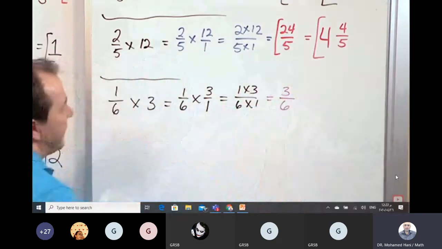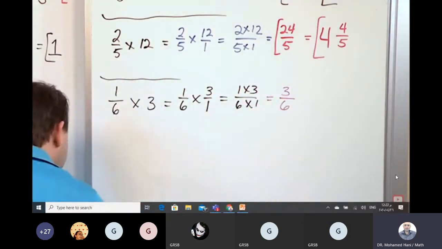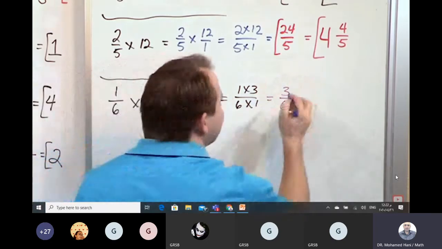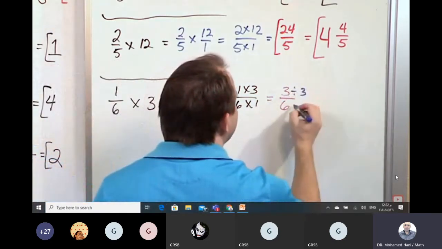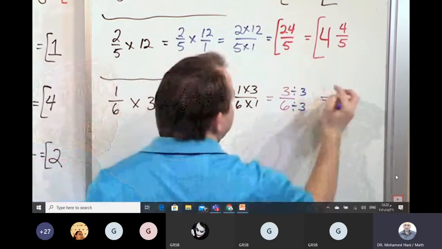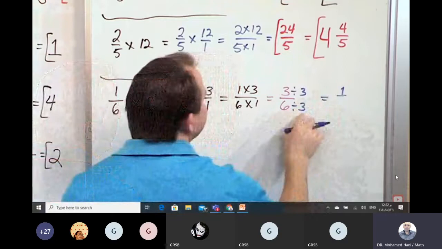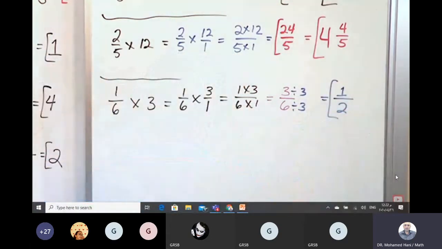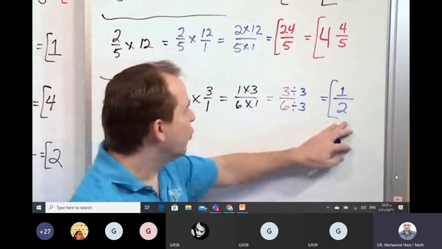So you could say that that's the answer, but then we realize right away, we try to simplify it. This is not an improper fraction, but I can simplify this by dividing the top by 3 and also the bottom by 3. So 3 divided by 3 gives us 1 on the top. 6 divided by 3 gives us 2 on the bottom. And so you get 1/2. So this is the final answer, 1/2.